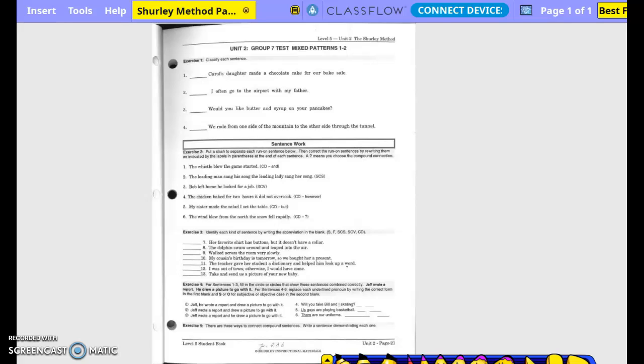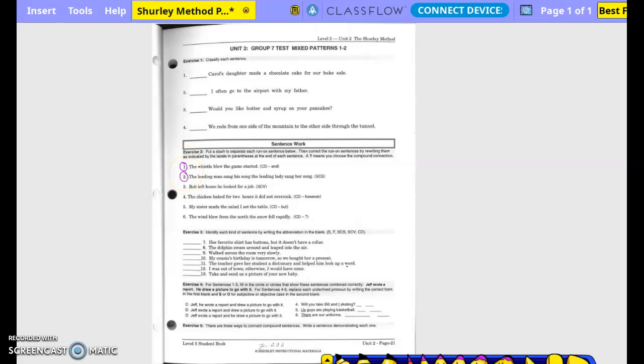Fifth grade Shurley method, page 21, part 2. So exercise 2, put a slash to separate each run-on sentence below. Then correct the run-on sentences by rewriting them as indicated by the labels and parentheses at the end of each sentence. A question mark means you get to choose the compound connection, the one you want to use. Let's go ahead and circle 1 and 2. That's what you guys are going to do for homework.